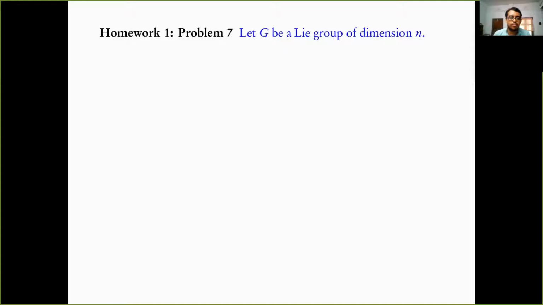So this is homework 1, problem 7. The question has 2 parts, but the first part says, let G be a Lie group of dimension n. So it's a finite dimensional Lie group. You have to show that the tangent bundle is diffeomorphic to G cross Rn.